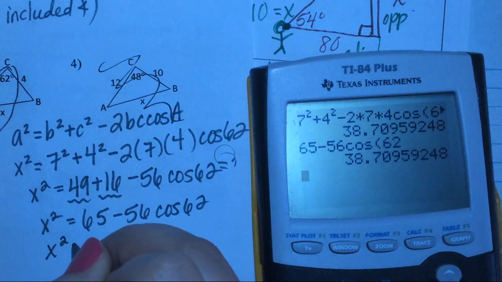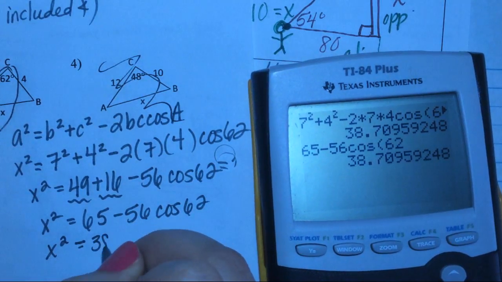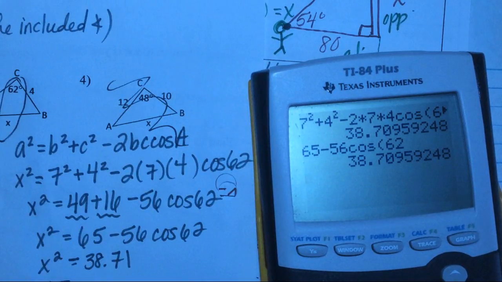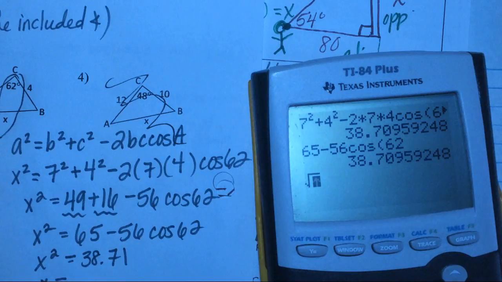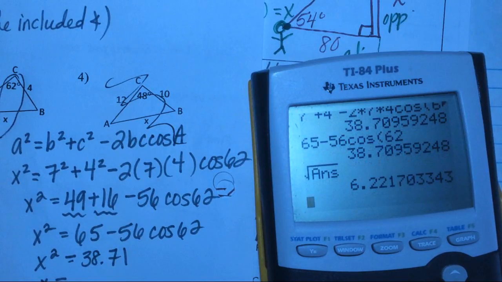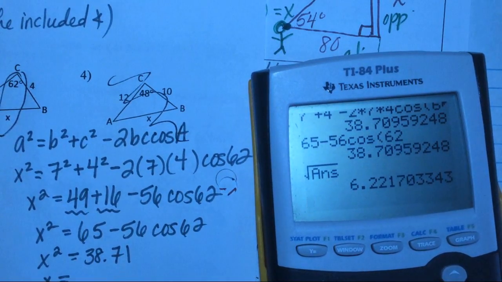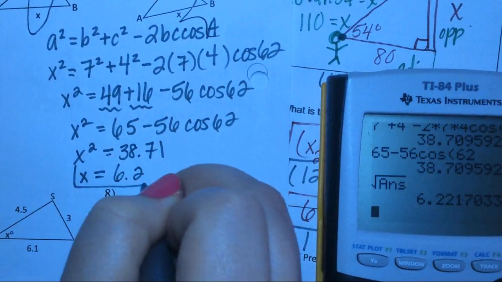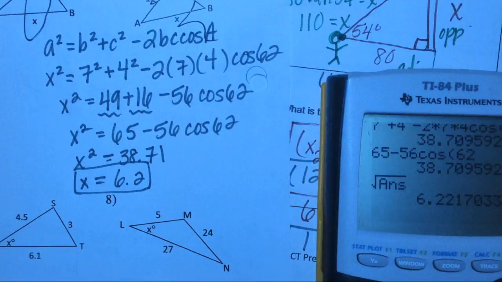Even though he got x squared equals 38.71, he's got to take the square root of both sides to get the right answer. So second square root, second answer. What did you end up getting? I got 6.2. Okay, does anyone have any issues with this?